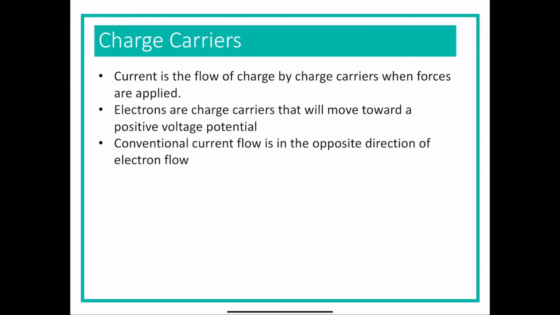There are some places that even use electron flow for current. The military used to. I don't know if they still do or not, but it's just one of those weird things that conventional current actually does flow opposite to the direction of electrons.